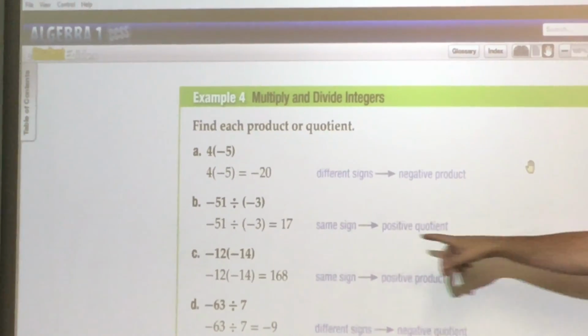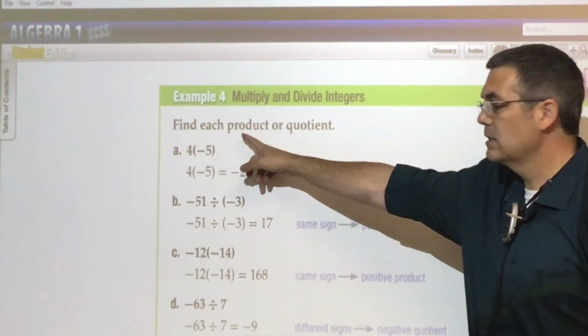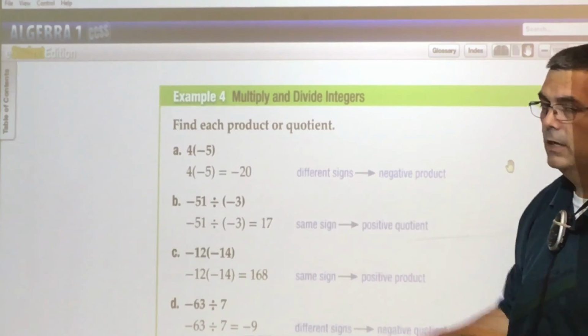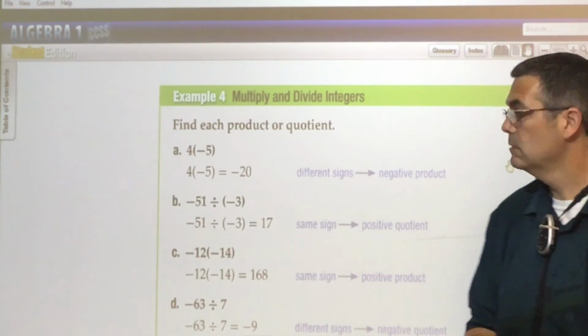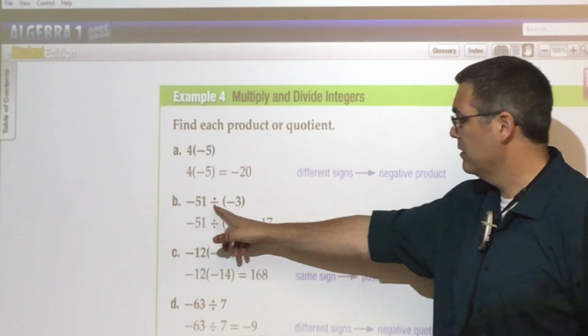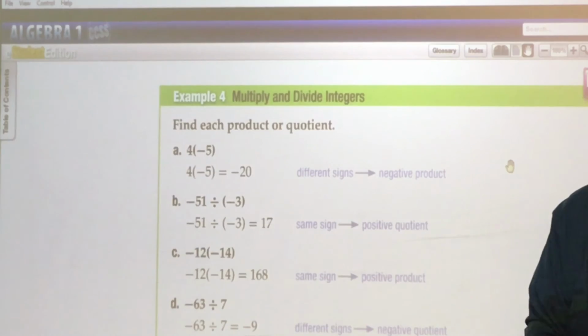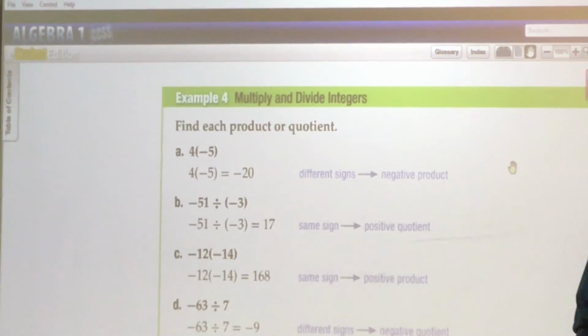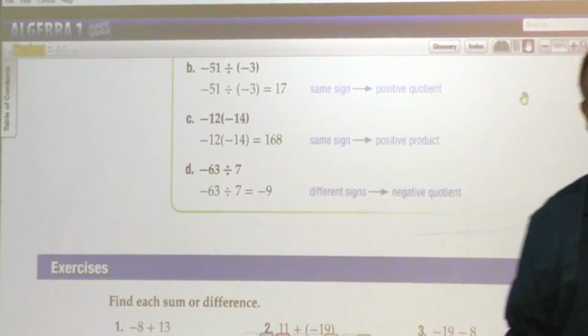Find each product or quotient. It's the same thing. Product's the answer to a multiplication. Quotient, answer to a division problem. You're just going through your rules. That's all it is. Now look, -51 divided by -3. Negative divided by negative gets you a positive. That's all there is to this, guys. I'm not going to go through a lot of problems here because at this point you should know how to do this.